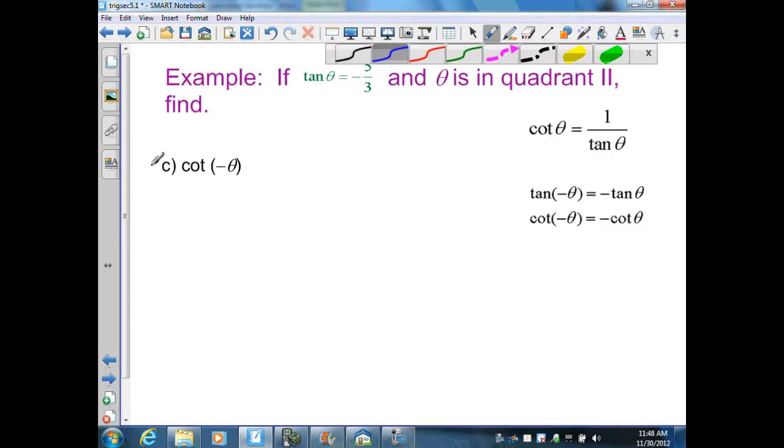Let's complete this example. Here they want me to find cotangent negative theta. What I need to do is to find identities that relate cotangent and tangent. Let's start with our negative angle identity. I know that cotangent negative theta is equal to a negative cotangent theta.